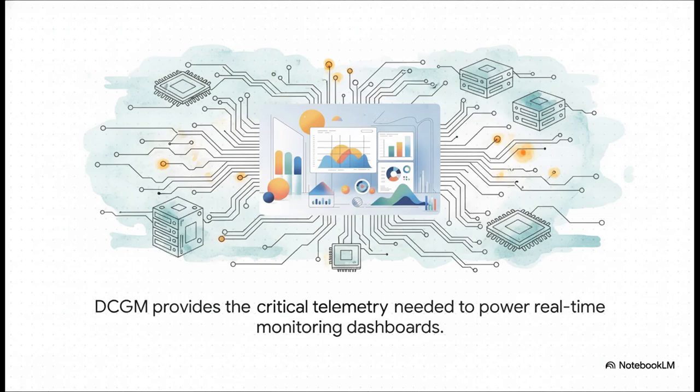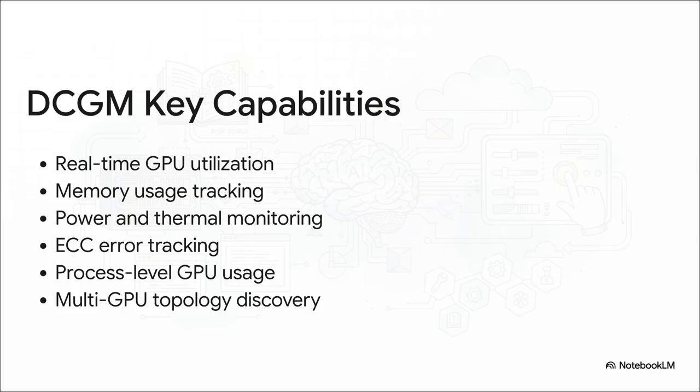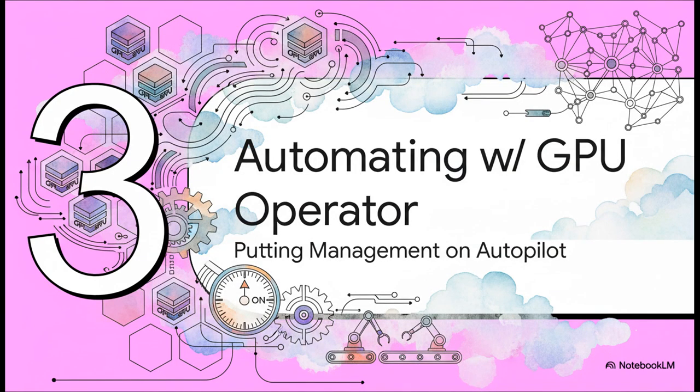And this is what that visibility looks like in the real world. DCGM is the engine that collects all that critical telemetry, the raw data straight from the hardware, and it uses it to power these real-time dashboards. This gives you an instant visual pulse on your entire GPU fleet. And the level of detail you get here is just incredible. We're not just talking about some high-level utilization number. No, DCGM tracks memory, power usage, and temperatures. It even keeps an eye on things like ECC errors and can tell you which specific process is using which GPU. It's unbelievably granular.